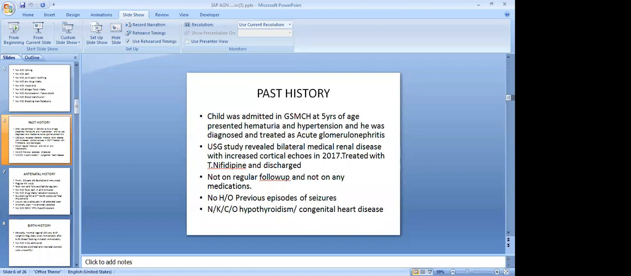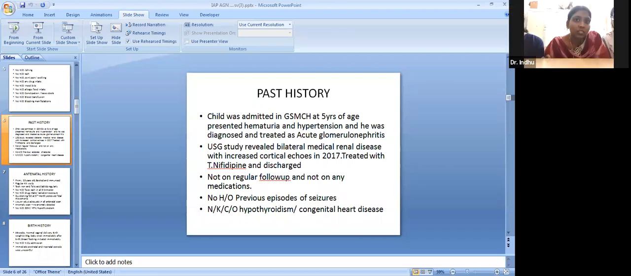There could be other causes also. Okay, another question they've asked in chat box: is there any history of throat infection? No, sir. Why is sir asking this? To rule out post-streptococcal glomerulonephritis.